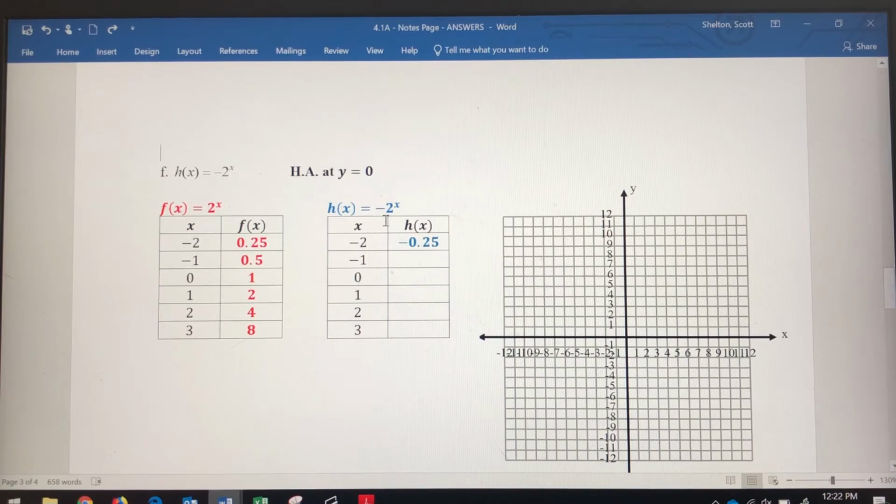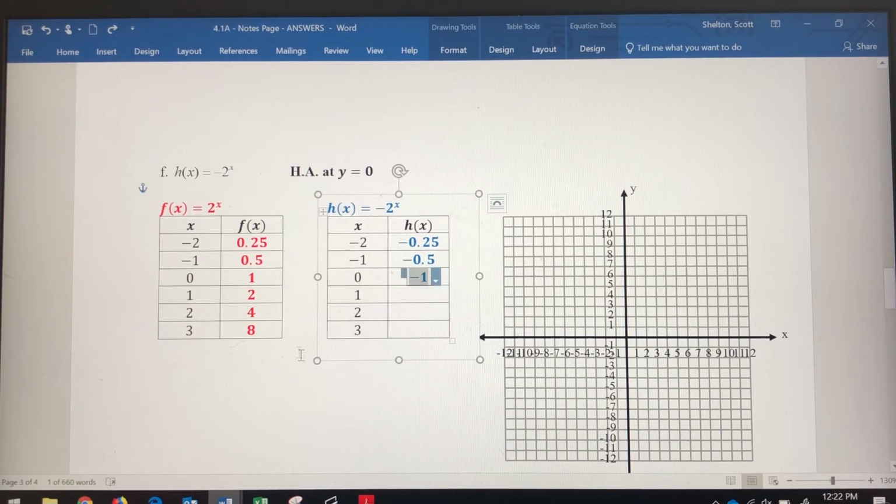It would be the opposite here because the difference between the two functions is just that we've got a negative f of x here, okay? So instead of negative 1 corresponding to 0.5, it's going to be the opposite of that, or negative 0.5. 0 doesn't correspond with 1 anymore. It corresponds with negative 1, and then negative 2, negative 4, and negative 8.